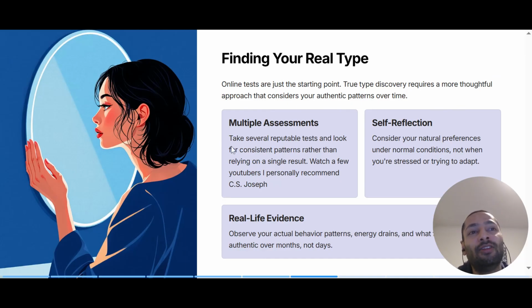Multiple assessments: take several tests and look for consistent patterns. When I took the test, I knew I was an SP because I was very in the moment, but I got ISTP, and that was actually wrong. I actually ended up being an ESFP. I knew I was an SP, which I used the test for, but in hindsight, I probably wouldn't have trusted the test as much as I did.